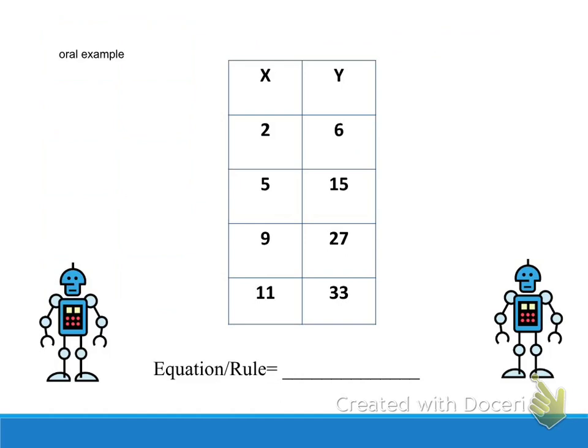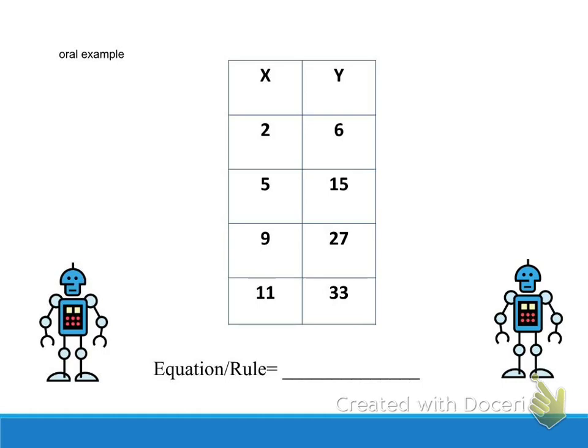Okay, so in this case, something happens. Does it go up or does it go down? Up. So we know it has to be add or multiply. It has to be one of those two. And sometimes we don't know until we've done a couple of them. So how do we get from 2 to 6? What is one way we could get from 2 to 6? We could multiply by 3, or we could add 4.